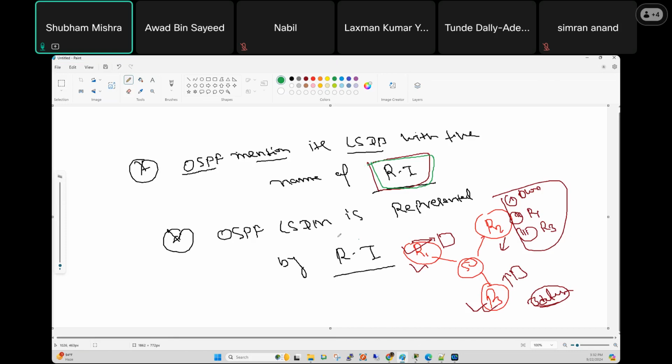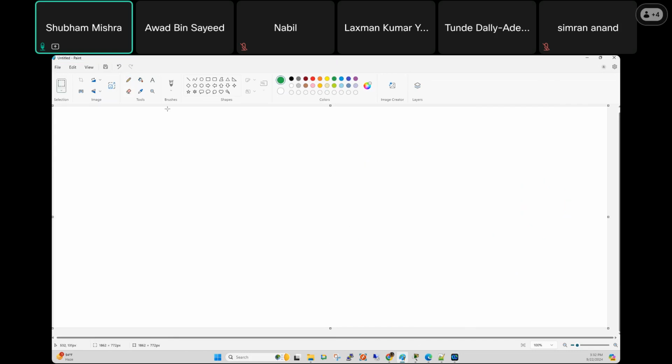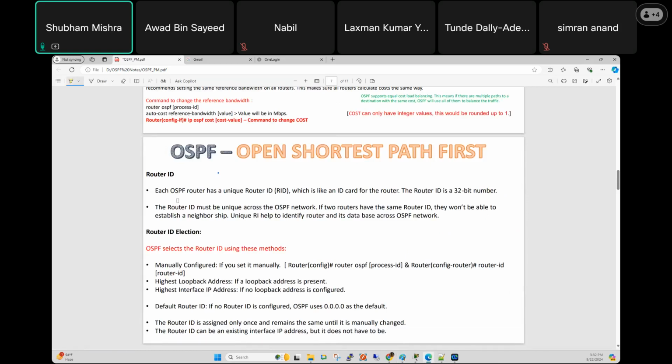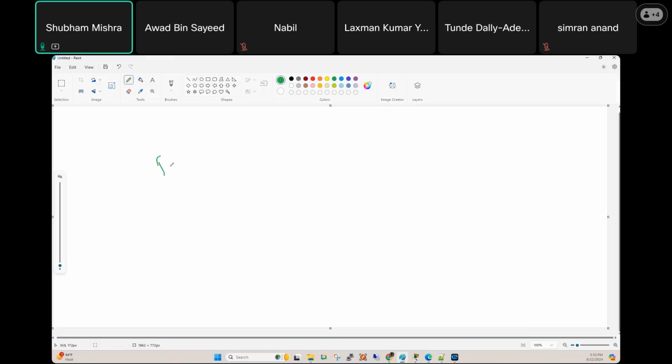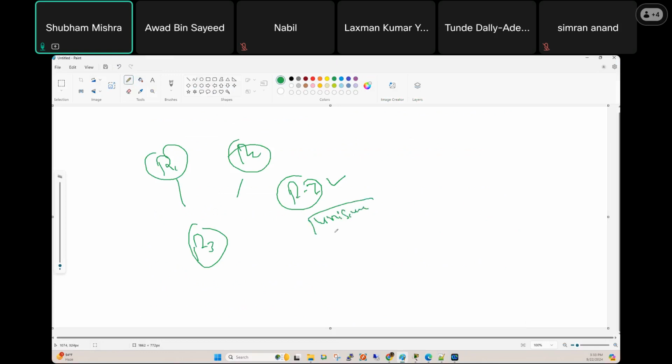Understand? Yes. Now the point is how the router ID is elected. How is the router ID elected? Fine. See, each OSPF router has a unique router ID. Please remember, for example, in a network you have 3 routers. On every router there will be a router ID, and that router ID must be unique.